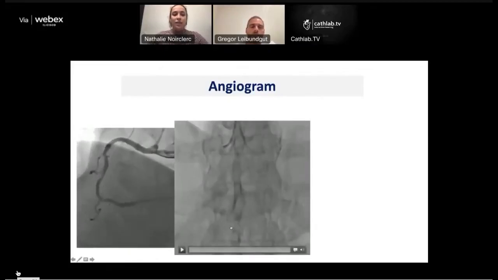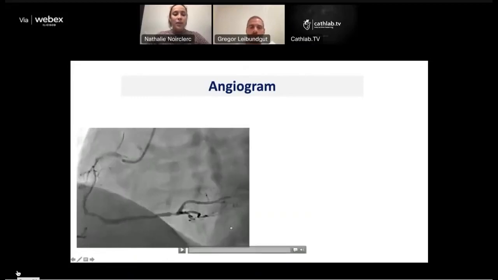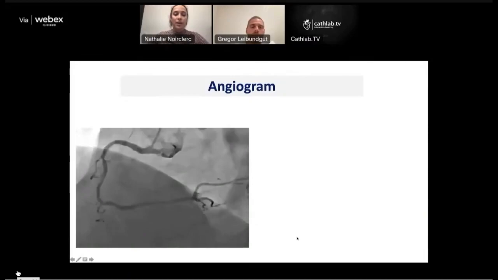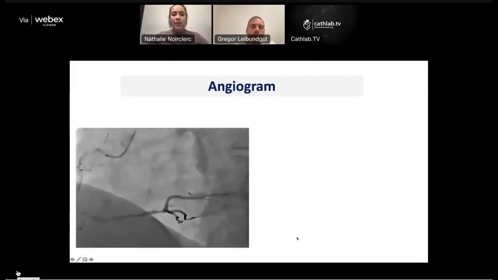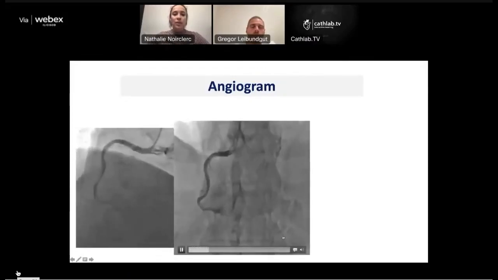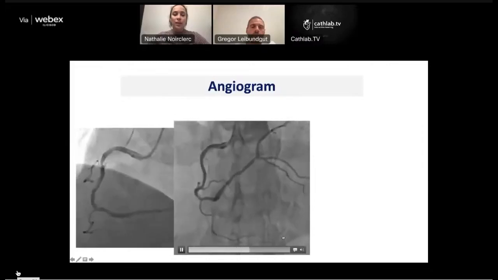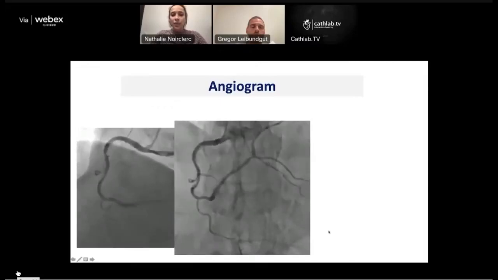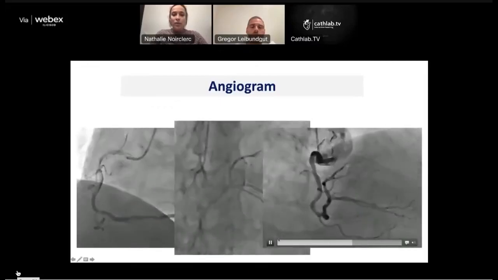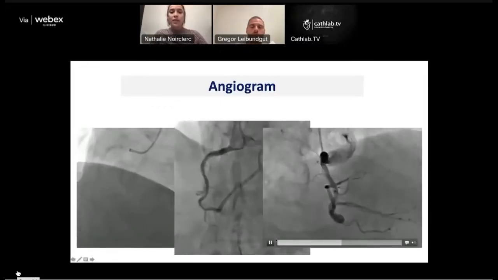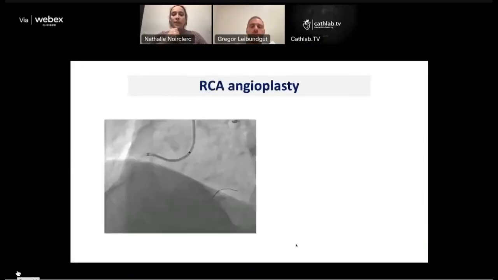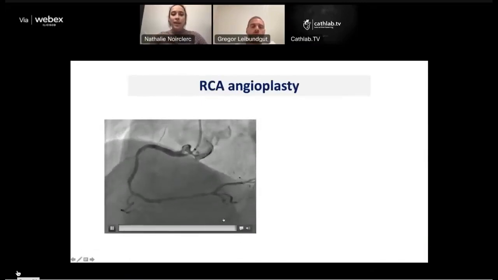So if you see the first video, there is an eccentric stenosis of the mid-RCA. And on the next video, you will see that you don't see the stenosis anymore. So it's a really eccentric calcified stenosis. The last video shows the same, so we don't see the lesion on this run. So we decided to perform an ad hoc angioplasty of the RCA.